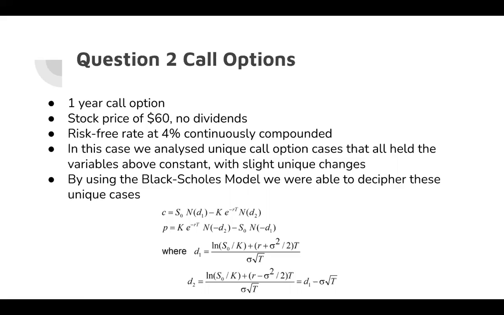And as mentioned in this case, we will analyze unique option cases where these variables are held constant with slight unique changes in the option strike price and the standard deviation. We did this by using the Black-Scholes-Merton model, and we were able to decipher these unique cases along with the help of the DerivaGem software. And below was simply the BSM model and how it works.